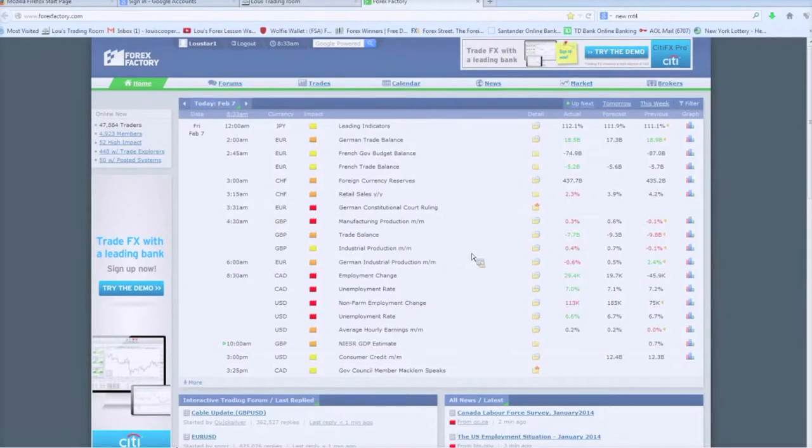All right, for the new guys, are there any questions on this aspect of it so far? Forexfactory.com, and you would go to the tab that says calendar, and it brings up a list of all the news events that are going to be released today, Friday, and this is adjustable. You could show a week or more if you want to.